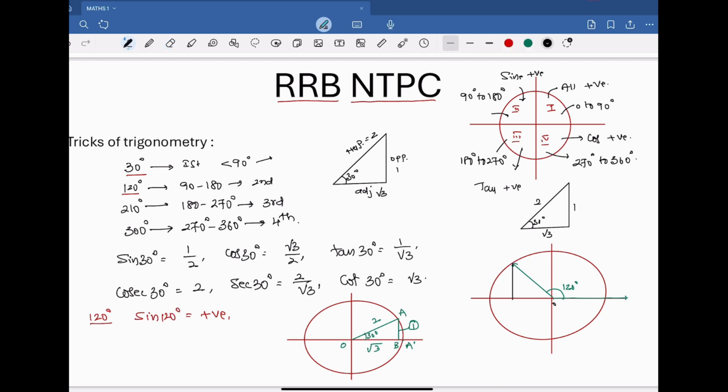Let us say this is OA dash and OA. OA is the radius of the circle. B is the projection on the radius. This is 120 degrees. This is equal to theta.